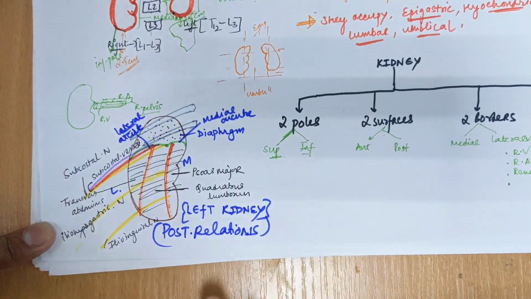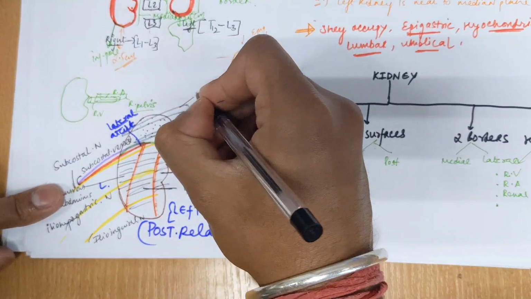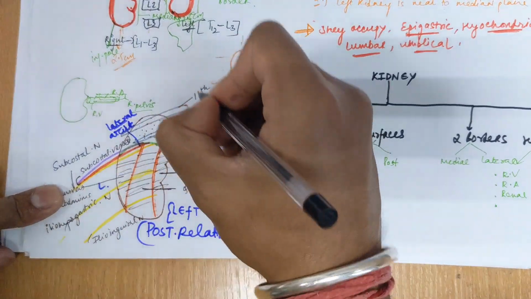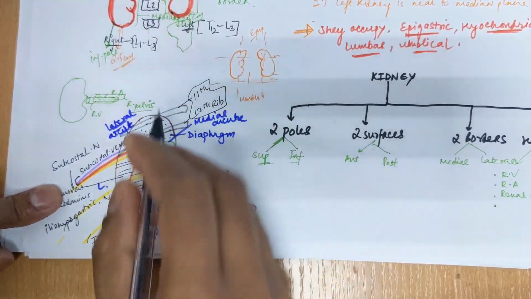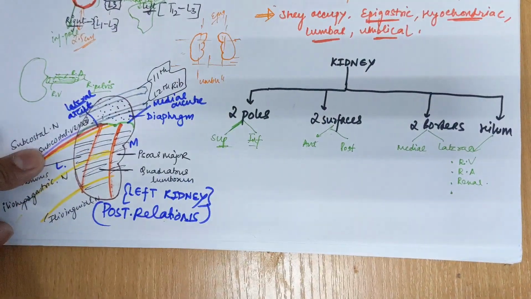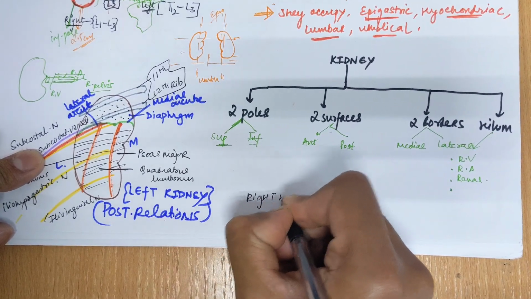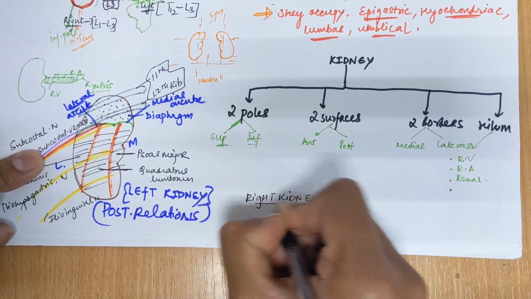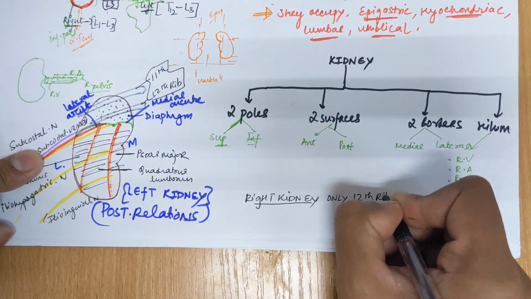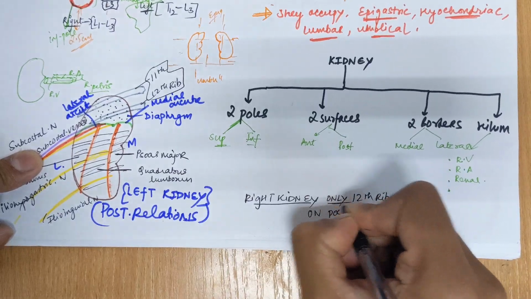Clear this much. And ribs, you can see the 11th and 12th rib. This one is your 11th rib and this is your 12th rib. This is the left kidney. In the left kidney we will see two ribs on the posterior side, the 11th and the 12th. But in the case of the right kidney, we will only see the 12th rib on the posterior side. So this is the major difference.